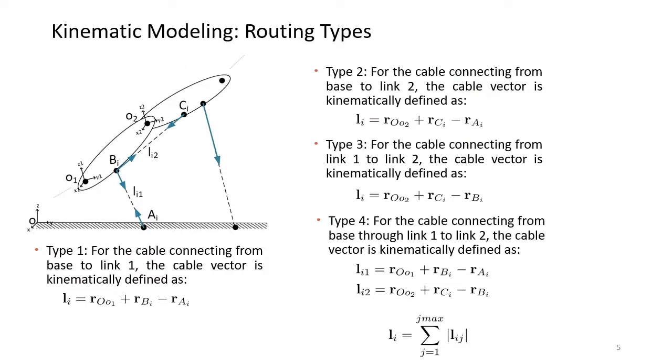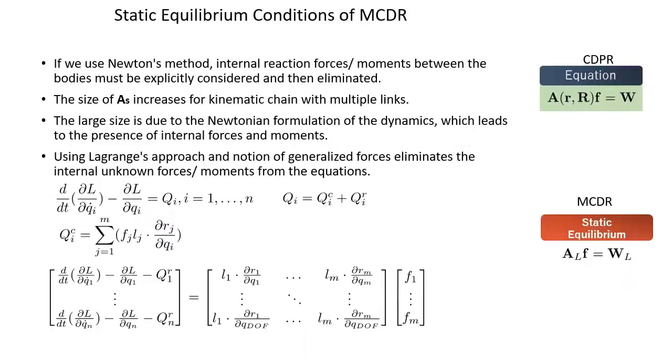The kinematic modeling of MCDR is presented. Allowing cables to be routed through multiple links, each cable consists of multiple cable segments. The kinematics of a cable with multiple routing points can be described by segment vectors. Due to the existence of interlink constraints, the tensionability of MCDR is a problem of higher complexity. Similar to the cable-driven rigid body system, the equilibrium equations of a serial multi-body chain can be derived.